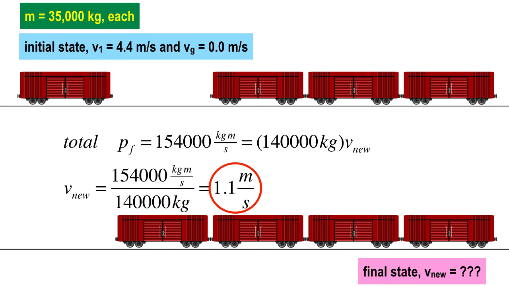Originally, three of them were at rest. But now they're all moving off. And it's kind of pokey. 1.1 meters per second instead of 4.4 meters per second. Now that was the initial state, but just for the one boxcar. Now we've shared that quantity of motion between the four boxcars equally. And so the total speed now is 1.1 meters per second. All right. Now let me pause for questions.